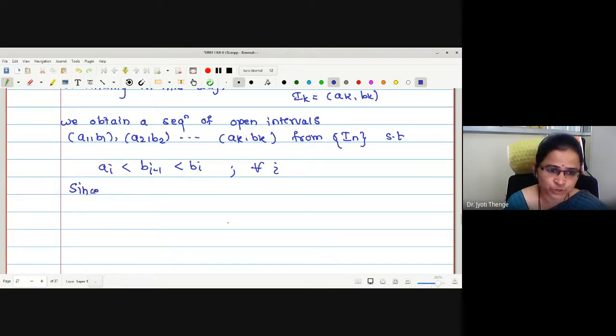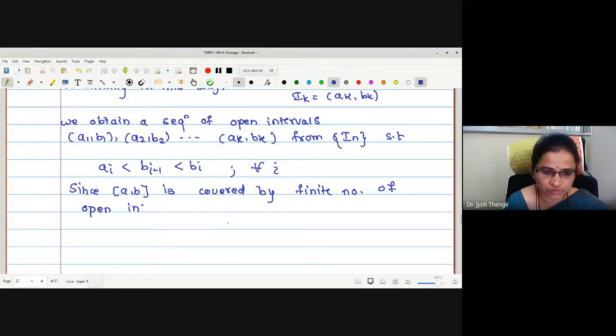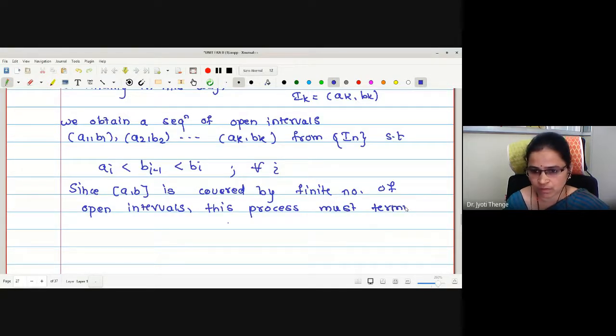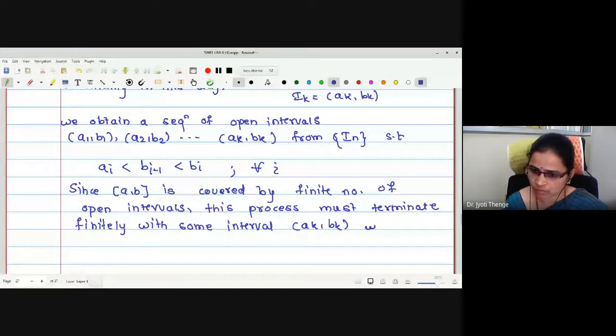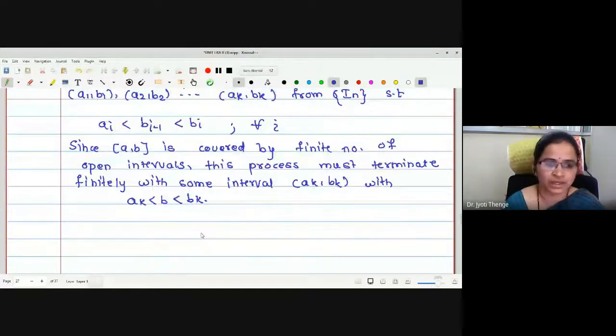Okay. Here I just put a statement. Since closed interval AB is covered by finite number of open intervals, this process must terminate finitely with AK less than B less than BK. Okay. Now we will go for finding the length.